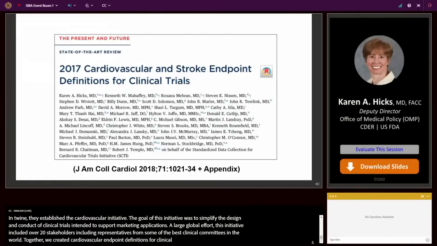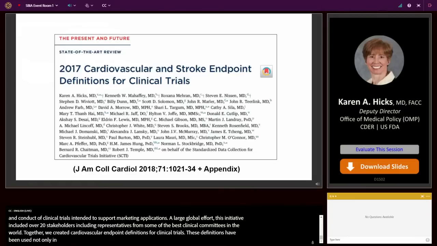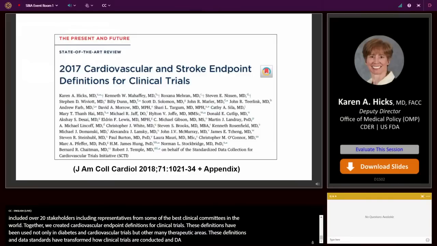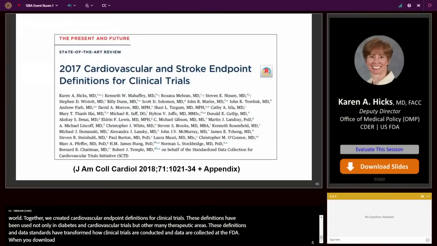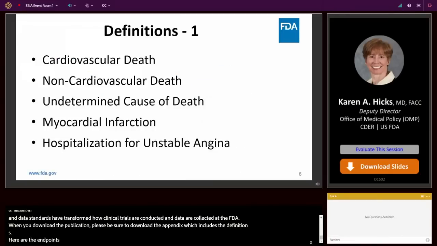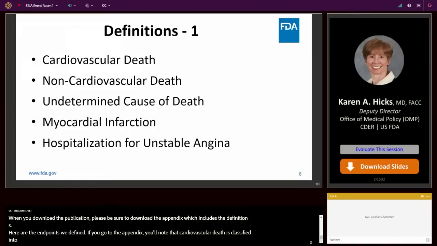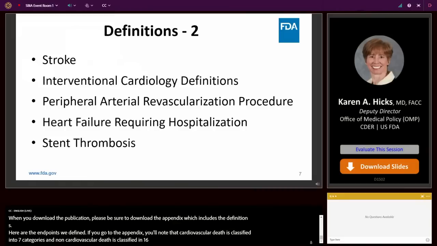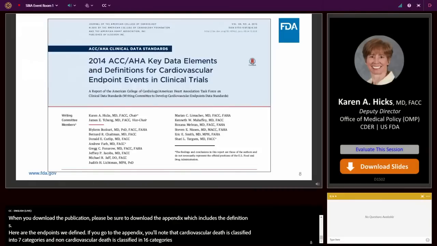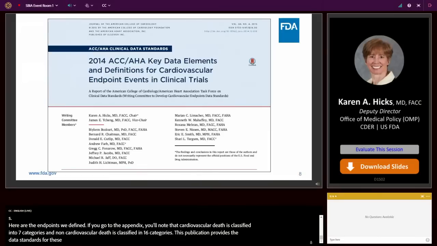These definitions have been used not only in diabetes and cardiovascular trials, but also in many other therapeutic areas. These definitions and data standards have transformed how clinical trials are conducted and data are collected at the FDA. When you download this publication, please be sure to also download the appendix, which includes the definitions. Here are the endpoints we defined. If you go to the appendix, you'll note that cardiovascular death is classified into 7 categories, and non-cardiovascular death is classified into 16 categories. This publication provides the data standards for these definitions.